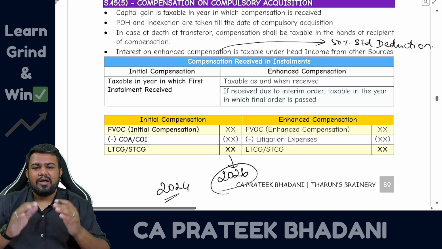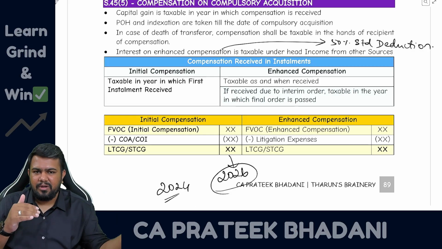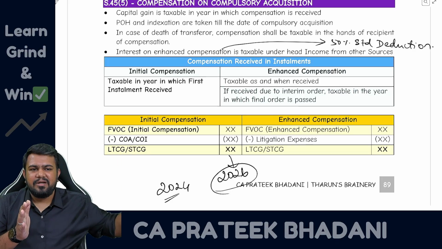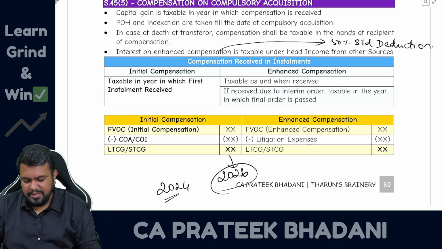Now let us talk about compensation being received in installments. Installment means what? The government is giving compensation in multiple installments. Okay, so 50% in first year, balance 30% in second year, 20% in third year. Like that they are giving the compensation.